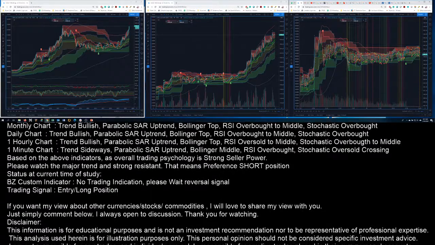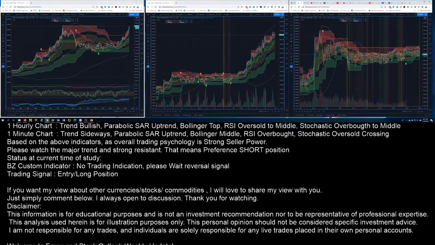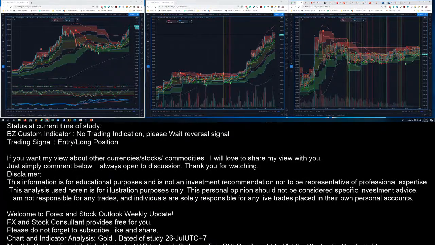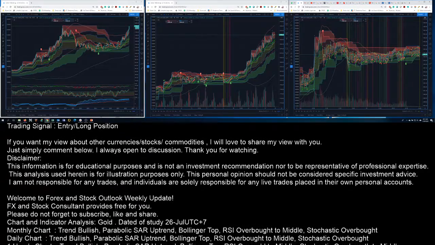Based on the above indicators, as overall trading psychology is strong seller power, please watch the major trend and strong resistance. That means preference short position.